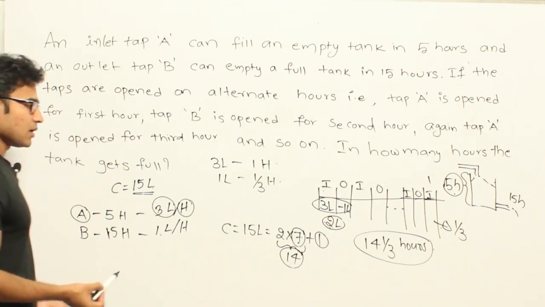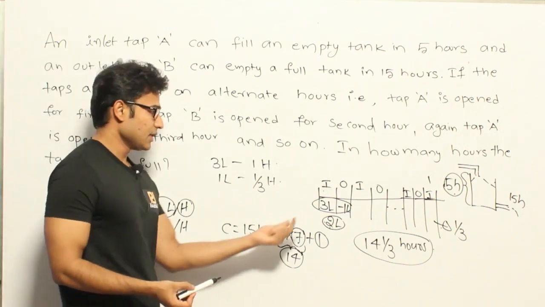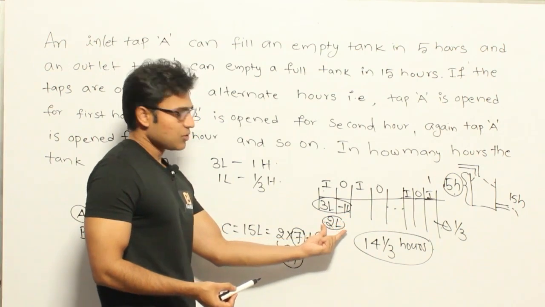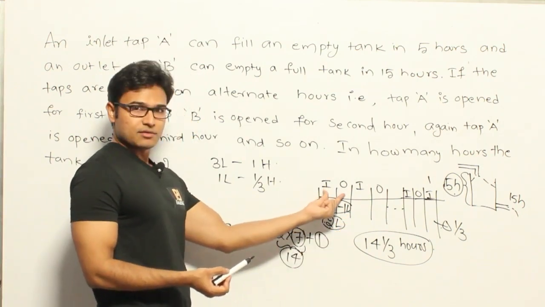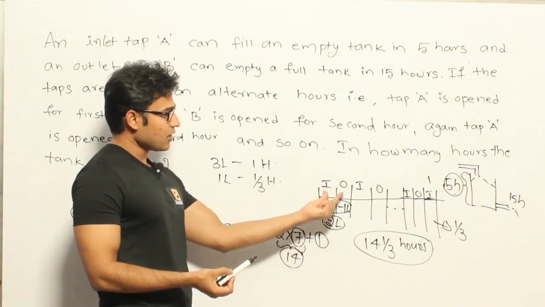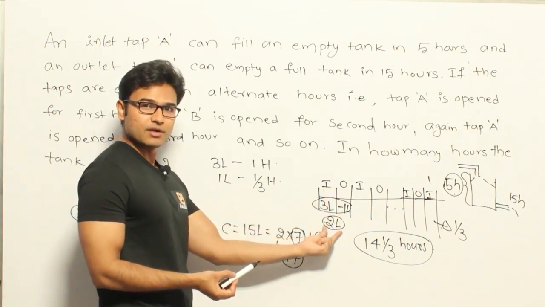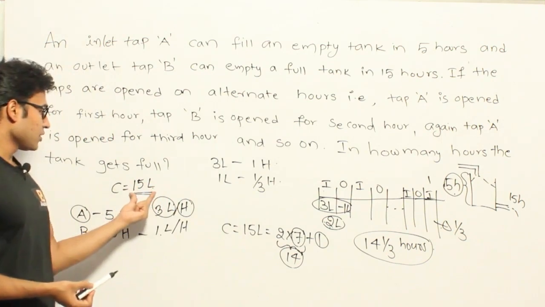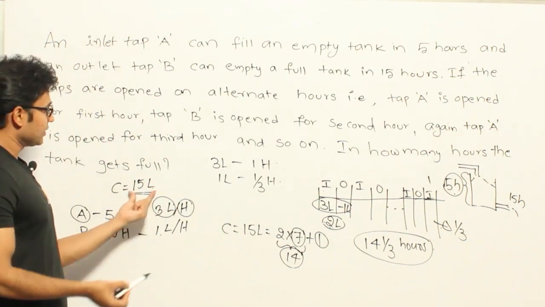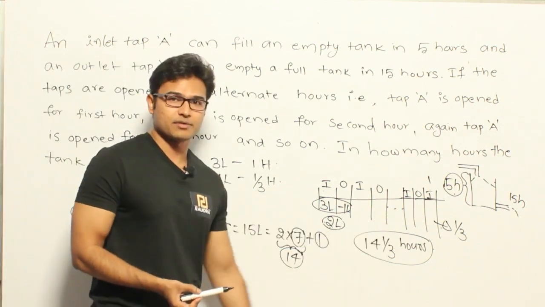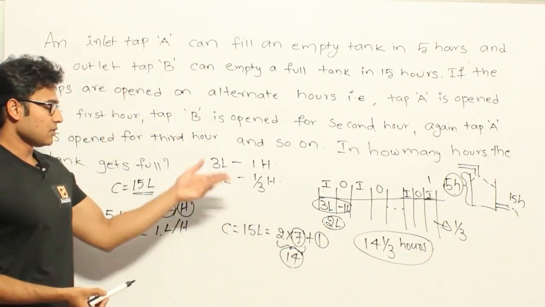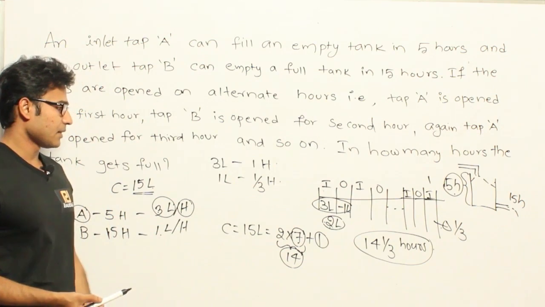Now, there is a chance that you might commit a mistake here. If you see this, you will see that in 1 turn we are able to fill 2 liters, which means you will think that in 2 hours we are filling 2 liters. Therefore, in 1 hour you will think that we can fill 1 liter, and the total amount of water required is 15 liters. Therefore, you might think that 15 hours are required, but then only 14 1/3 hours are required. Got it? Just be careful there.